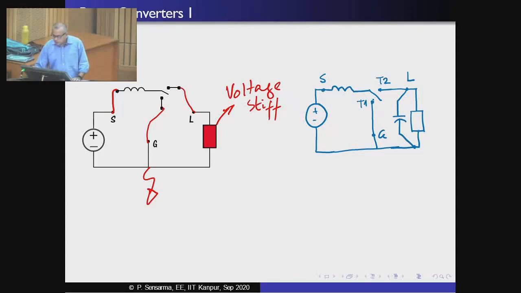So, T1 or the node G is essentially behaving like a voltage stiff node.